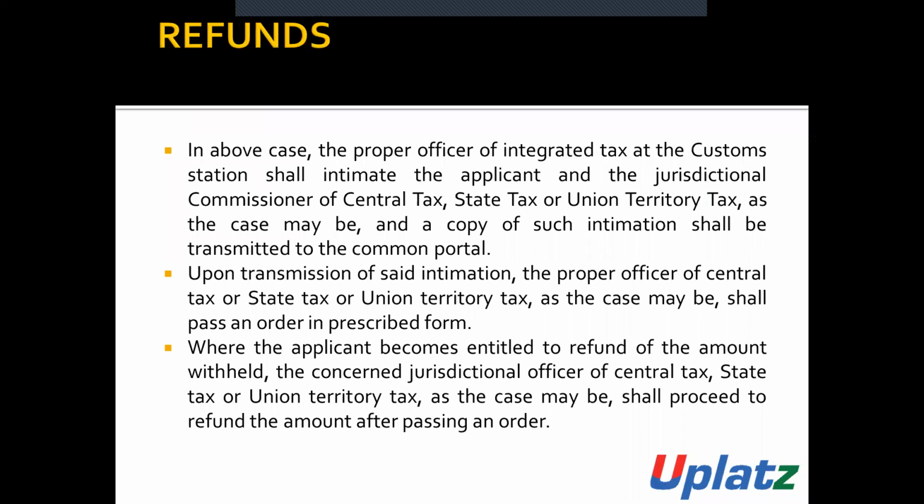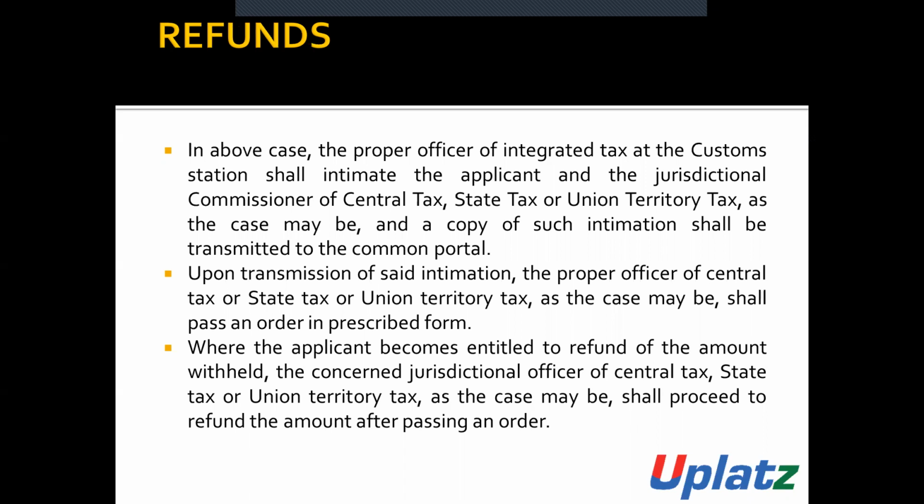Where the applicant becomes entitled to the refund of the amount withheld, then the concerned officer of the central tax, state tax or union territory tax, as the case may be, shall proceed with such refund after passing an order, when it is found that now such exporter is entitled to such a refund. Means now he has become entitled to the refund of such withheld amount.